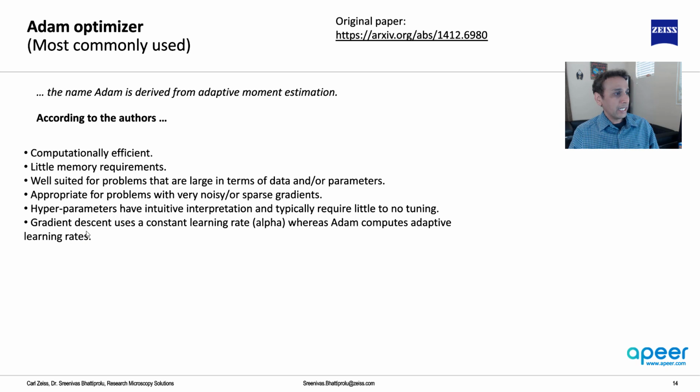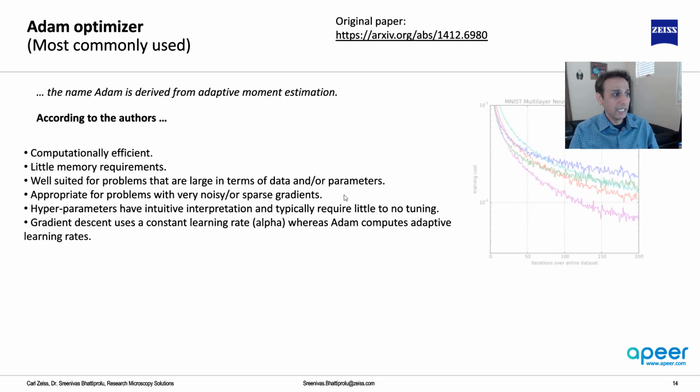Okay, and gradient descent uses a constant learning rate. This is important. When your learning rate in gradient descent is constant, in ADAM it computes an adaptive learning rate, because initially when the slope is high you would like to take bigger steps, but when you're coming to the shallow part you might want to take smaller steps. So ADAM apparently does that.